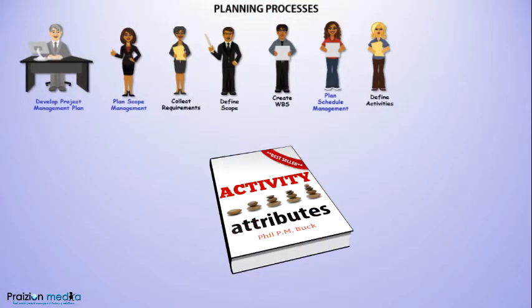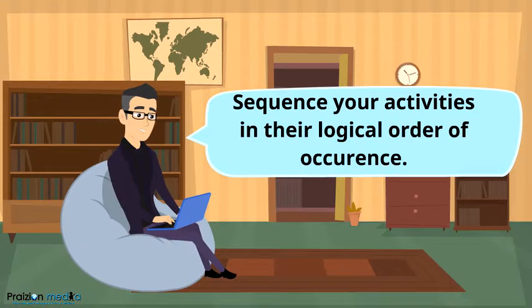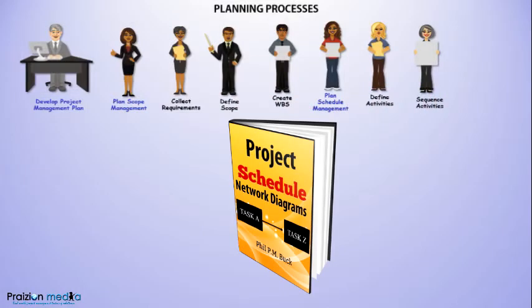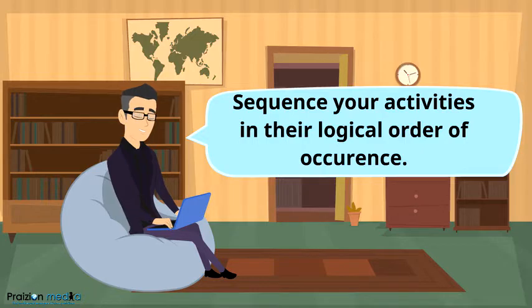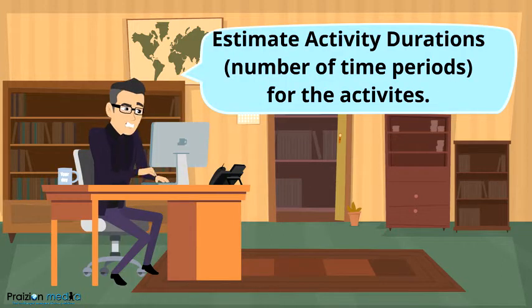The major output is an activity list. The next process is where we sequence the activities by putting them in the logical order of occurrence. In the real world, people might define the activities and sequence them right away, but these are two distinct processes in the PMBOK guide. The next process is estimate activity durations.